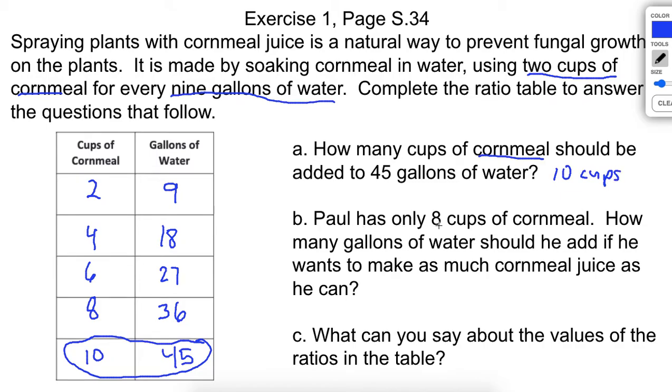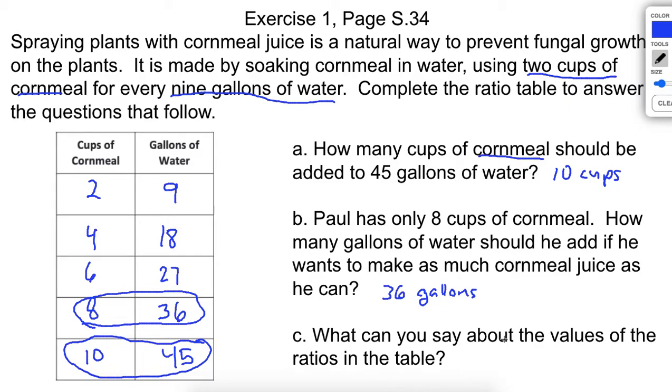Okay, Paul only has 8 cups of cornmeal. How many gallons of water should be added to make as much cornmeal as possible? So we find 8 cups. Here's where the 8 cups is. So 8 cups correlates to 36. So he should add 36 gallons of water.